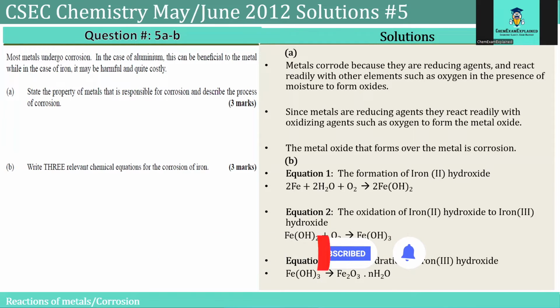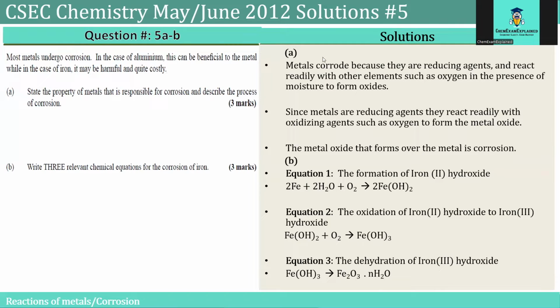In today's video, we will be looking at CSEC Chemistry, May-June 2012, question number 5. Let's go. 5A. Most metals undergo corrosion. In the case of aluminum, this can be beneficial to the metal, while in the case of iron, it may be harmful and quite costly. Part A. State the property of metals that is responsible for corrosion and describe the process of corrosion.